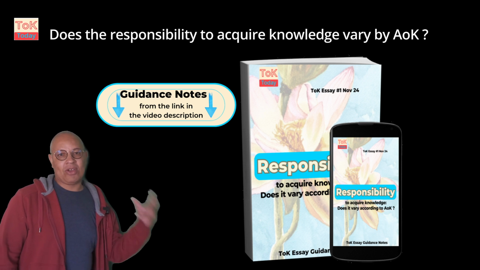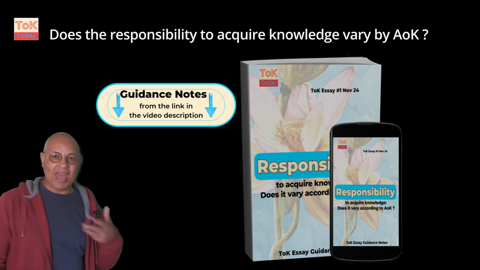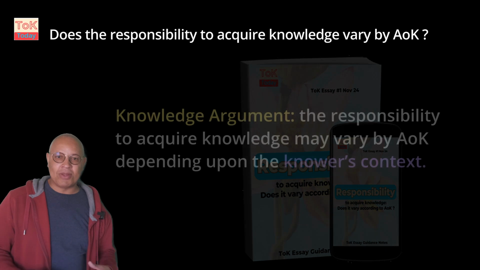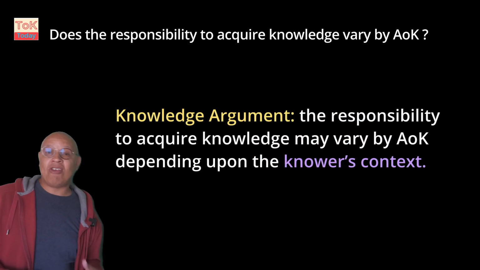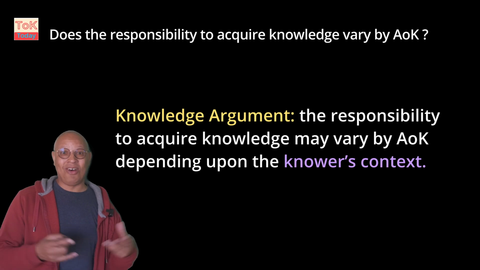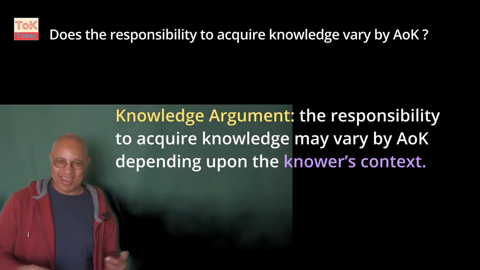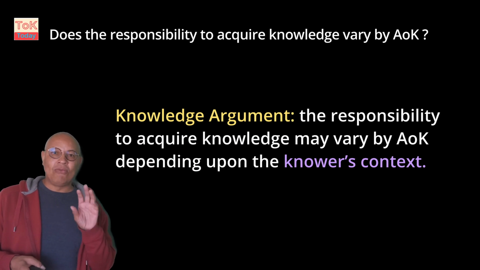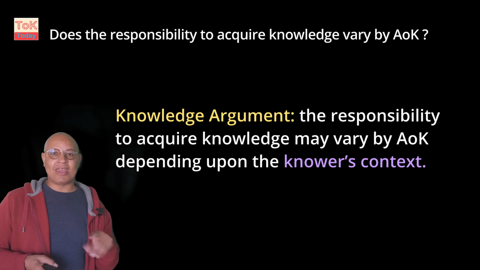Okay, let's have a look at a more specific example for AOK history, and we're going to start with the knowledge claim that the responsibility to acquire knowledge may vary by AOK depending upon the knower's context. Yeah, back to context. Now, before we get into the details of that claim, let's look at the real-world example just to make it clearer.